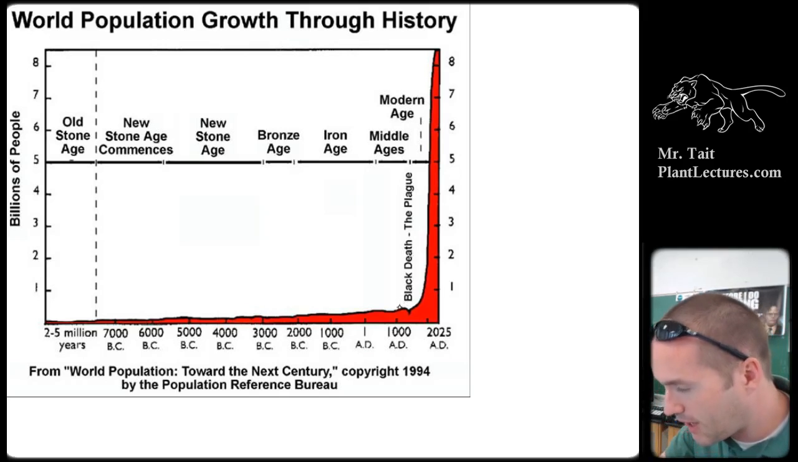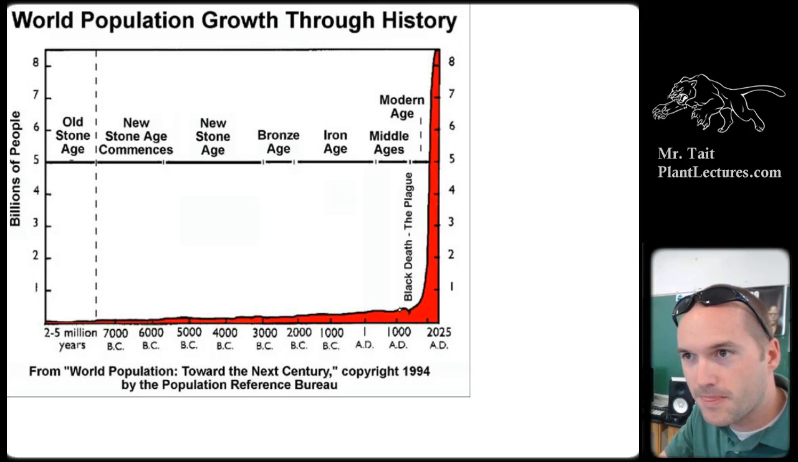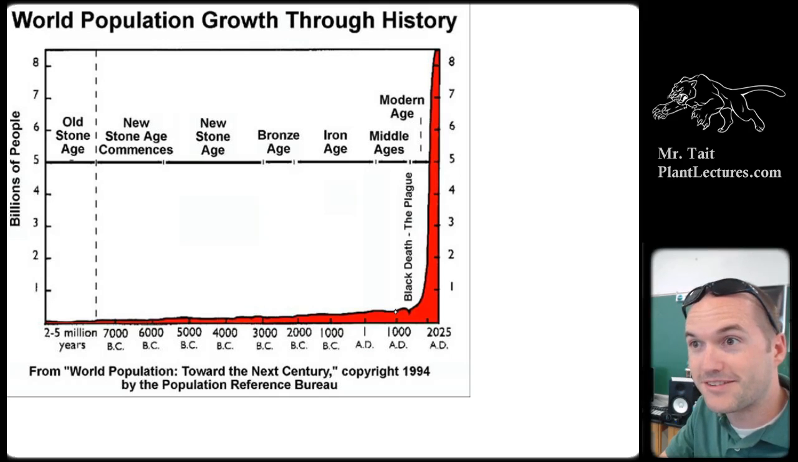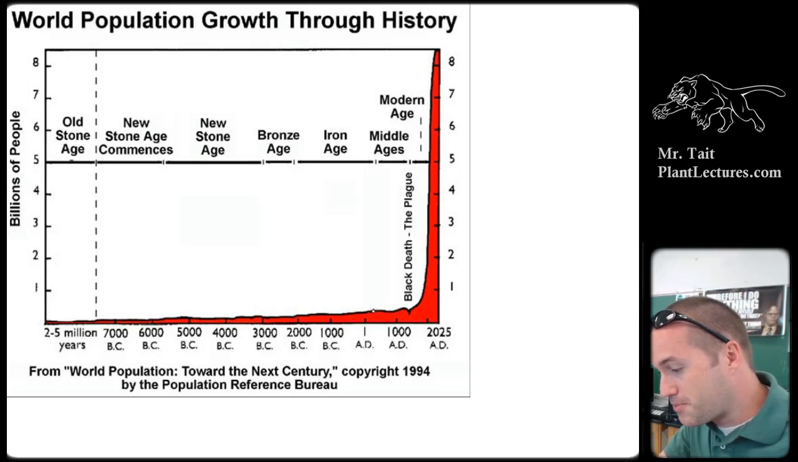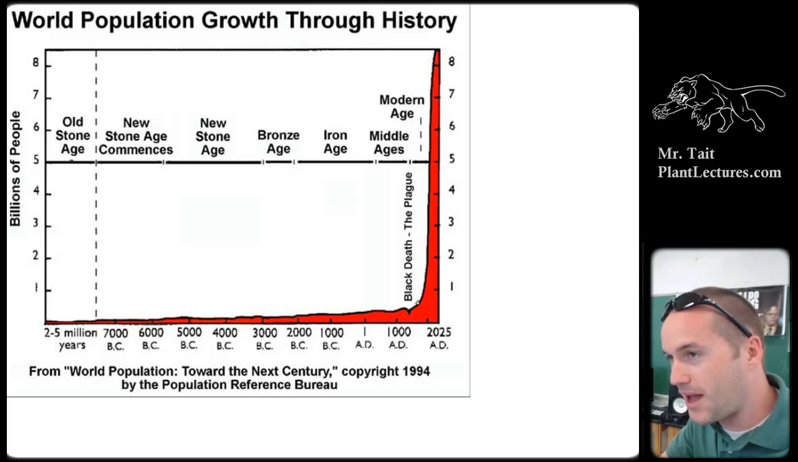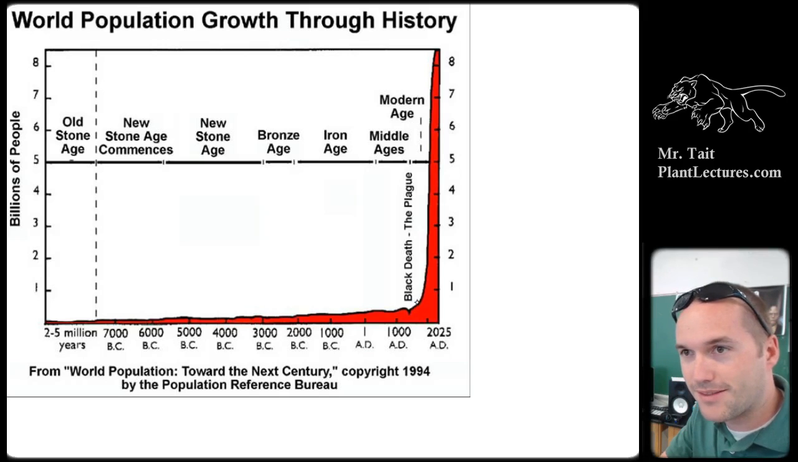Anybody know what happened in like 1100 that controlled the population? Nope. Before that. A war. The Crusades. Oh yeah. So the Crusades, the world's population was going to blow up, and then the Black Death. And then we got to about right here. What happened right here? What do we call this time? The Industrial Revolution, right?